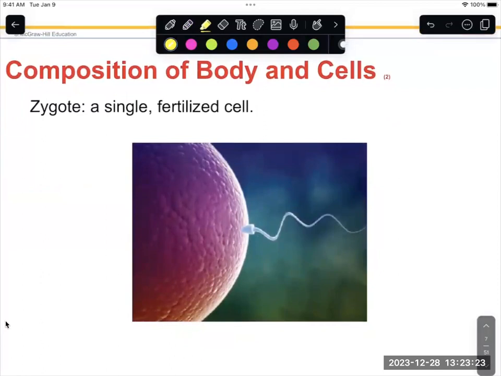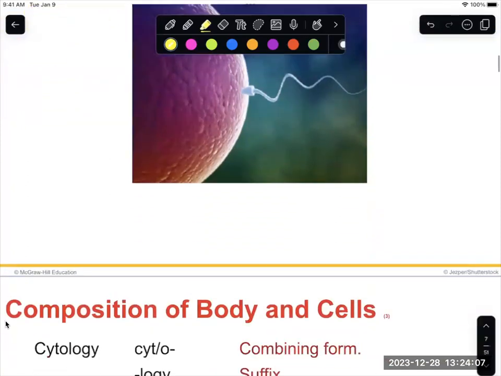The cell is the building block of a human. A zygote is a single fertilized cell in the beginning of a human being. The result of fertilization of an egg by a sperm is a single fertilized cell known as a zygote. This cell is the origin of every cell in the body. It divides and multiplies into millions of cells that are the basic unit of every tissue and organ.